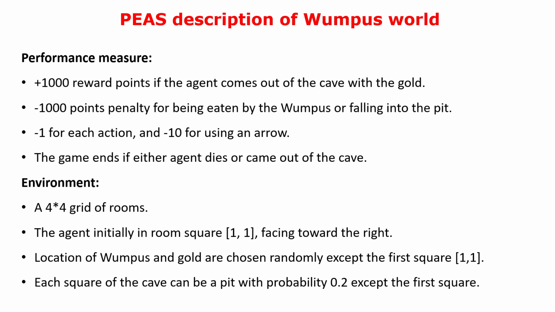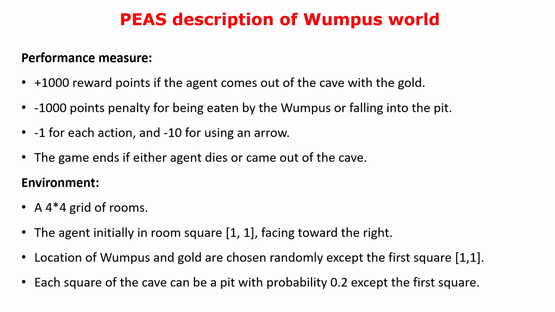Squares adjacent to the Wumpus are smelly. Squares adjacent to the pits are breezy. Glitter is perceived if the gold is in that square. Shooting kills the Wumpus if you are facing it. Shooting uses up only the one arrow, so if you use the arrow, you will lose 10 points.